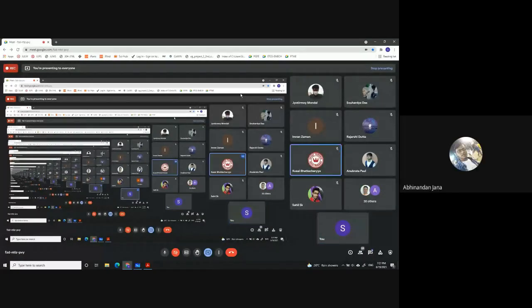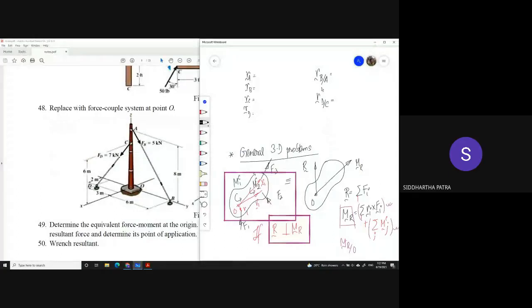Yes, sir. So have you calculated the position vector of B with respect to A? Yes, sir. How much is it? Sir, it's 6j minus 8k meter. And the D with respect to C? Sir, it's 2i minus 3j minus 6k.